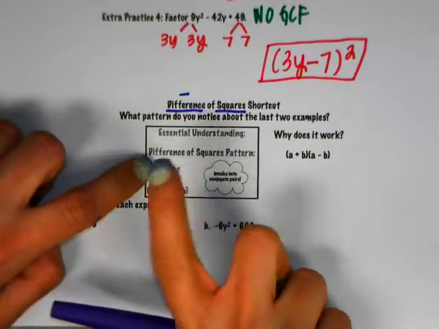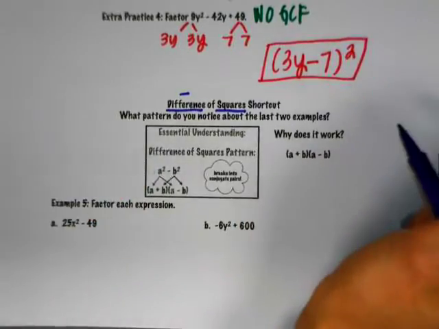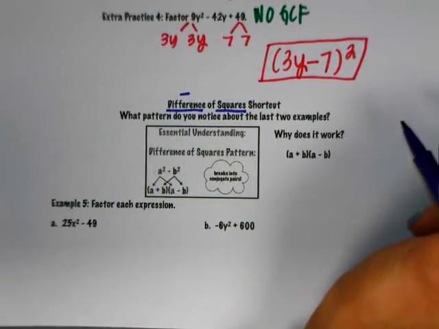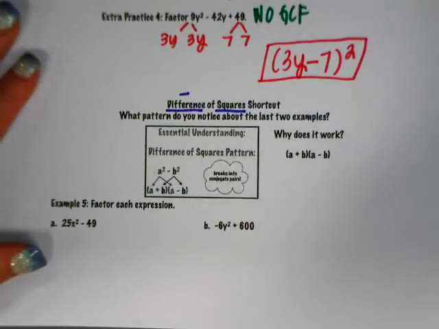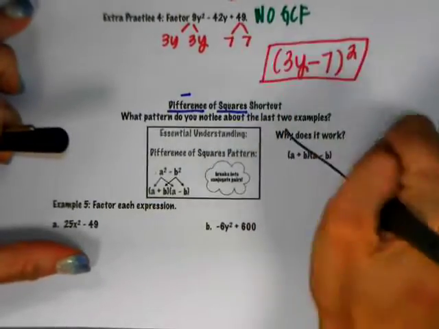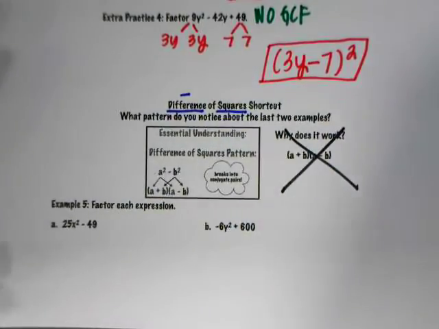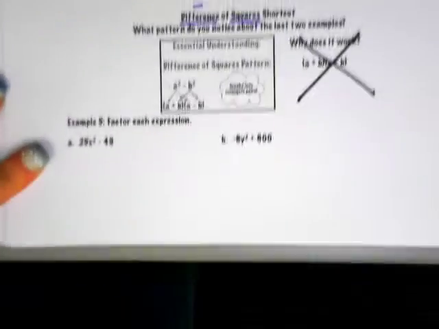So what times itself and what times itself. We're going to skip this because I feel like this is just more confusing. So we're just going to not do that. Okay? All right. So let's look at example 5a.